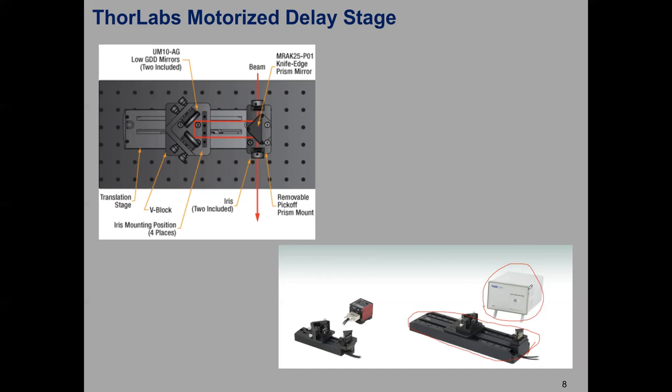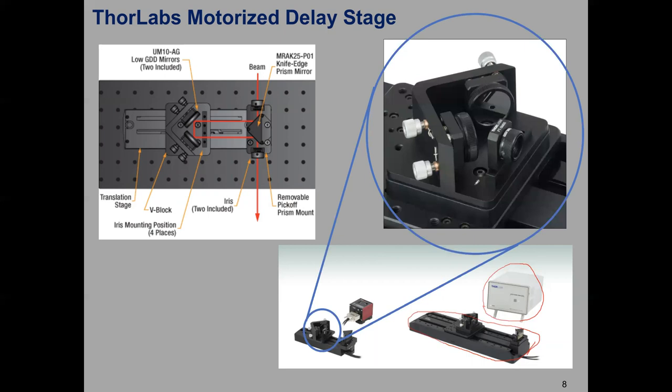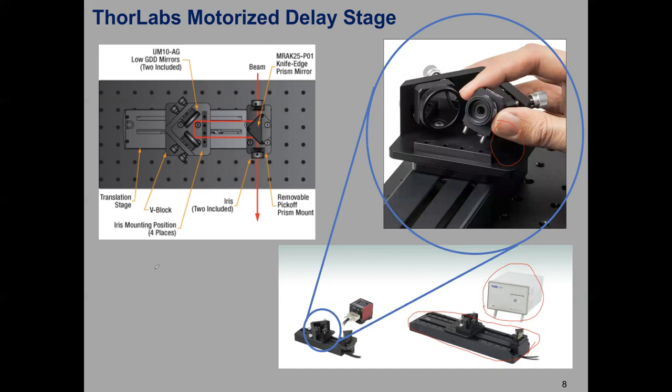The actual optics are just right here on this movable part of the stage. If we zoom in on that movable part of the stage, you can see here are the two mirrors that retroreflect the beam. And this guy in the front here is a movable iris aperture, a very small one, that you can move in and out to align the beam in place. It's a nice system. It's pretty cool. It also costs about $4,000, so you pay for what you get.